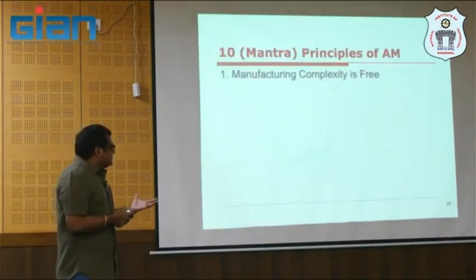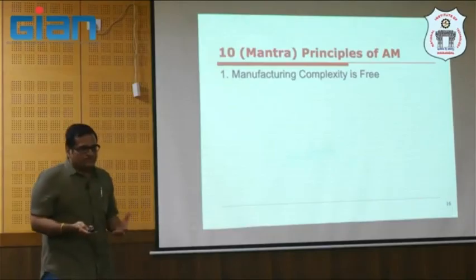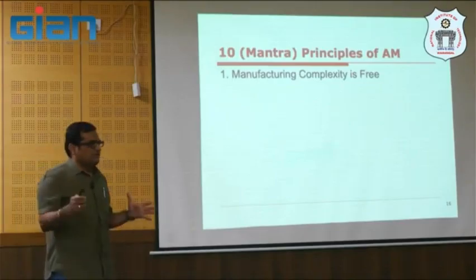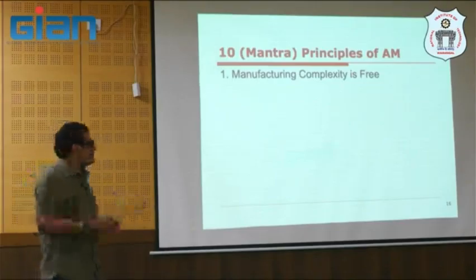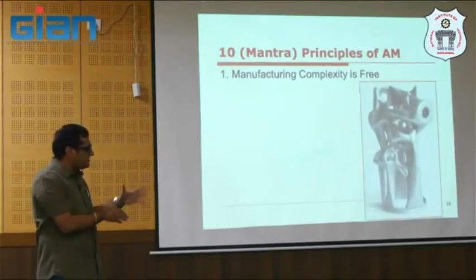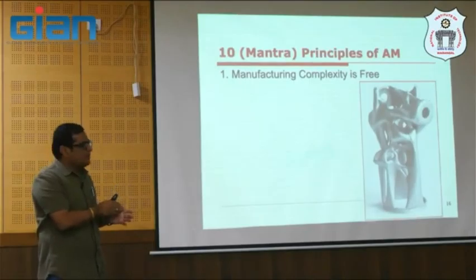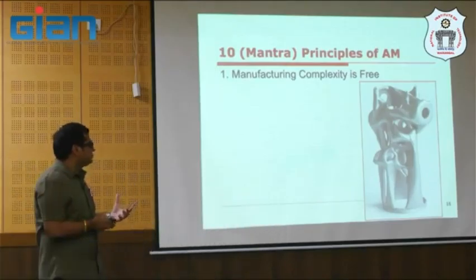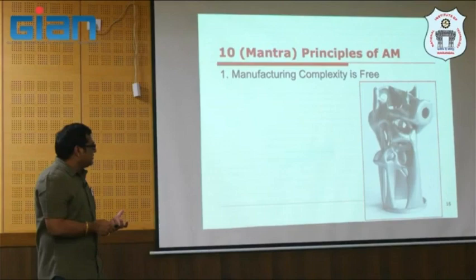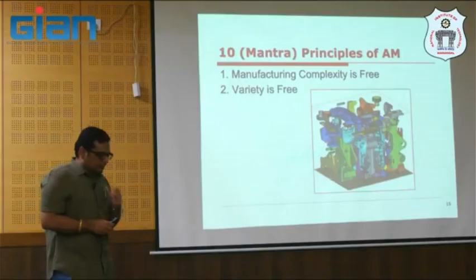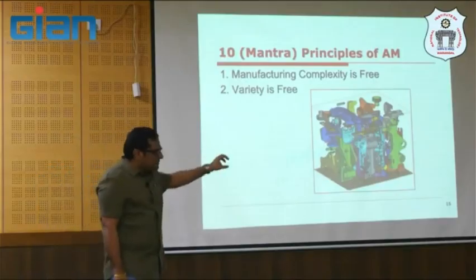In summary, your manufacturing complexity is free of cost here, right? Whether it is 1x complex or 10x complex, your cost remains the same. So your manufacturing complexity is always free. It may be a cylindrical object, or a topology optimized or bio-inspired design like this. You're not going to pay any extra for this kind of complex design once you migrate to an additive manufacturing system, right? And the variety is free, right? So imagine that you have all these different geometries.